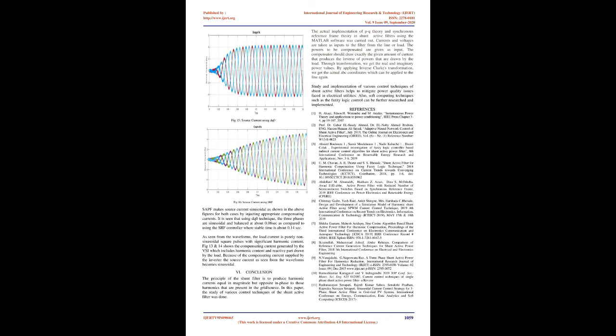Currents and voltages are taken as inputs to the filter from the line or load. The powers to be compensated are given as input. The compensator should draw exactly the given amount of current that produces the inverse of the powers drawn by the load. Through transformation, we get the real and imaginary power values. By applying the inverse Clarke transformation, we get the actual ABC coordinates which can be applied to the line again.